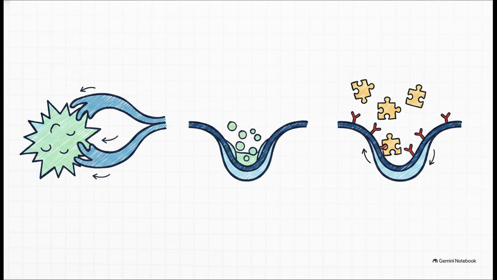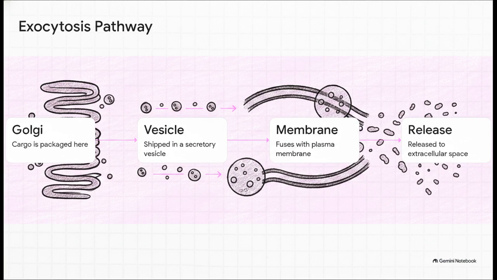Then there's pinocytosis, which takes in extracellular fluid and dissolved molecules. And finally, receptor-mediated endocytosis is highly specific. It allows the cell to efficiently snatch up very specific targets, like LDL cholesterol, right out of the environment. Now, let's look at the exact opposite process, exocytosis.